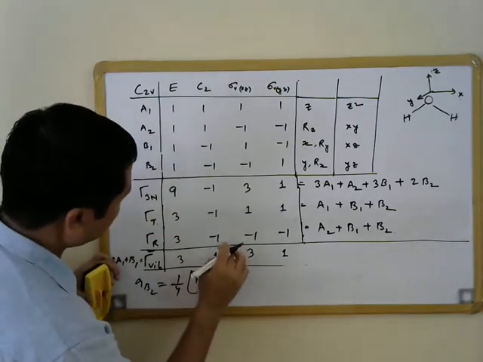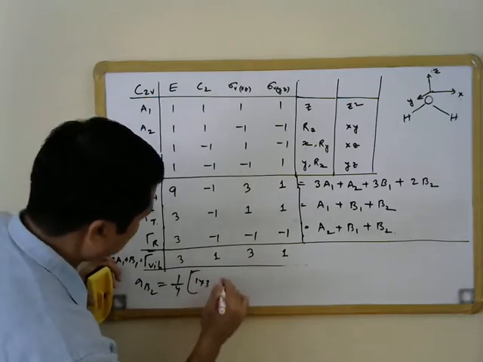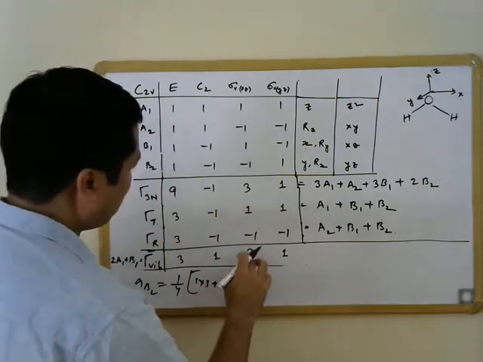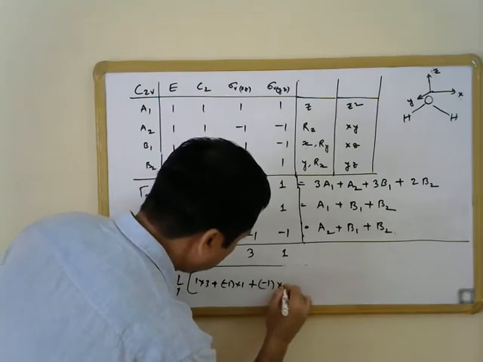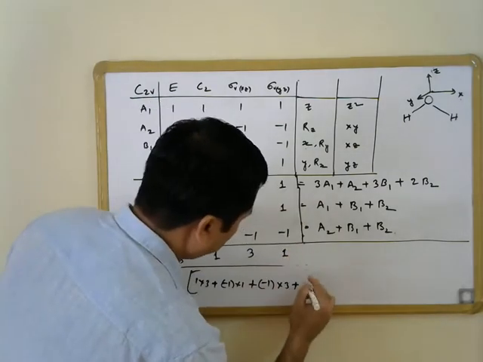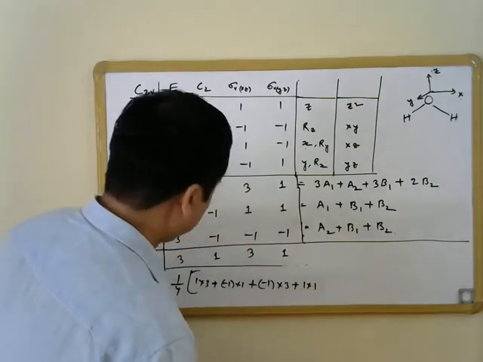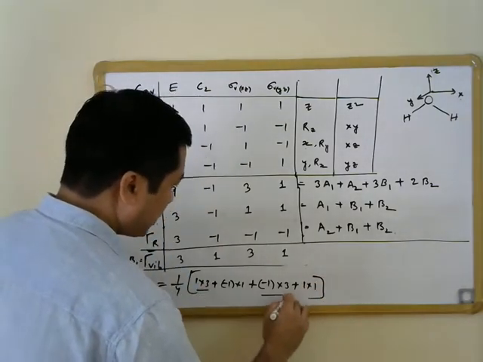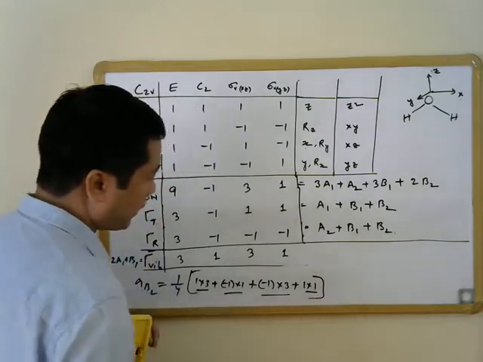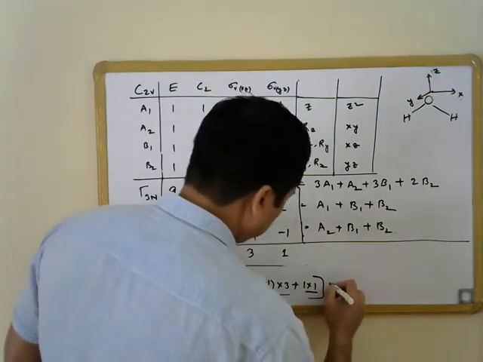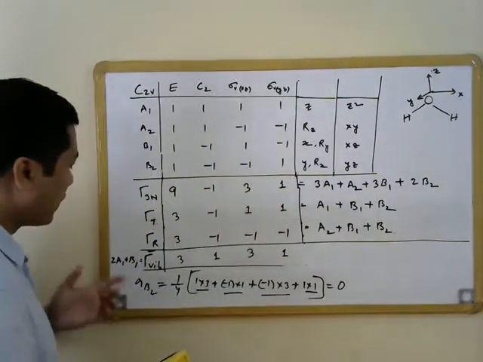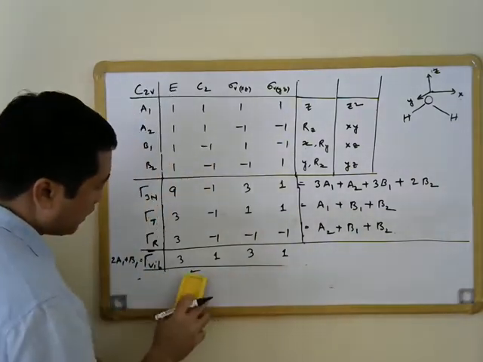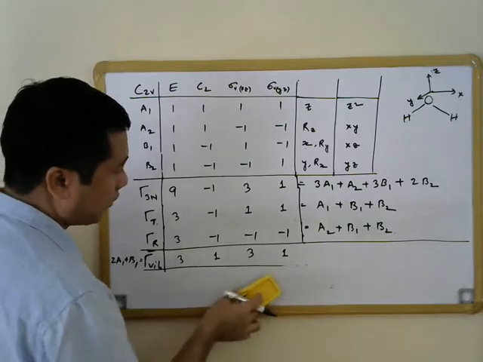Minus 1 into 1 plus minus 1 into 3 plus 1 into 1. So we see that this is plus 3, this is minus 3, minus 1, plus 1. So the answer is going to be equal to 0. And the B2 irreducible representation does not appear in this reducible representation gamma vibrational.